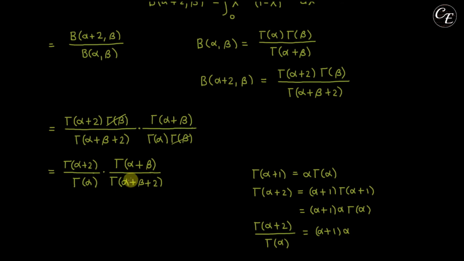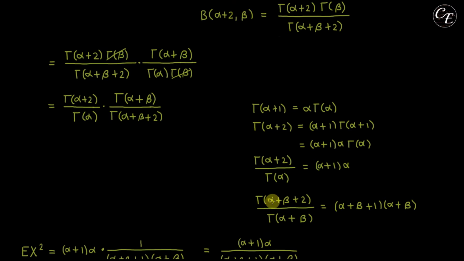But how about for this one? Let us replace this alpha by alpha plus beta. So we have here big gamma of alpha plus beta plus 2 from here after replacing this alpha by alpha plus beta. Then by doing that, we need also to replace this alpha in here and alpha in here by alpha plus beta. So we have here big gamma of alpha plus beta from here. We have here alpha plus beta plus 1 from here. And alpha plus beta from here.